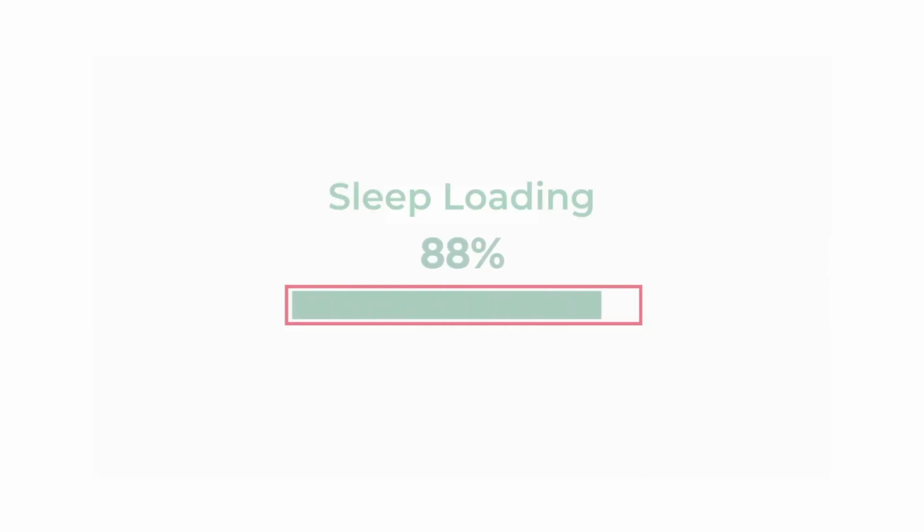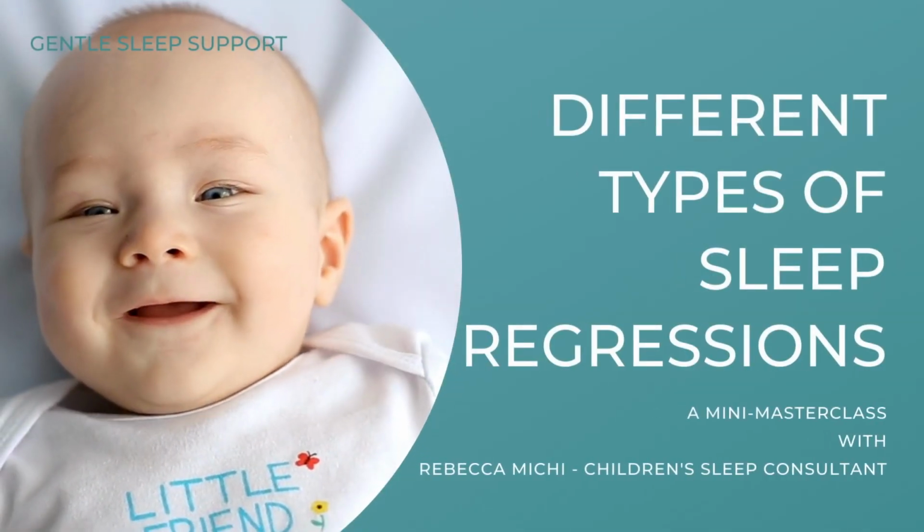And in today's mini masterclass, we're going to be looking at sleep regressions and letting you know how you can identify the type of sleep regression that your child is going through. Chances are you found this video because you think that your child is going through a sleep regression, but you are certainly in the right place. Did you know that there are two different types of sleep regressions? Now, there's the one that you've probably heard of and you probably know about, but there's actually a different type as well. Let's get started and look at those different types of sleep regressions.